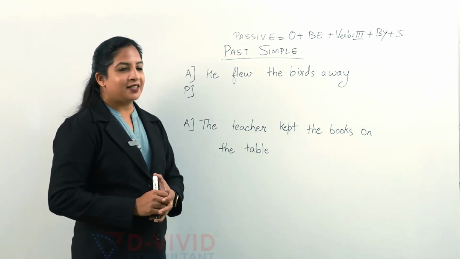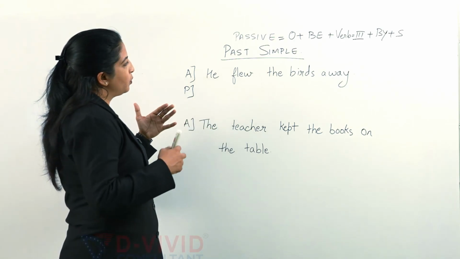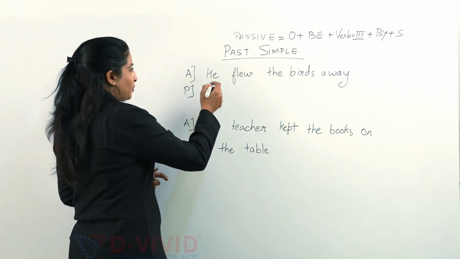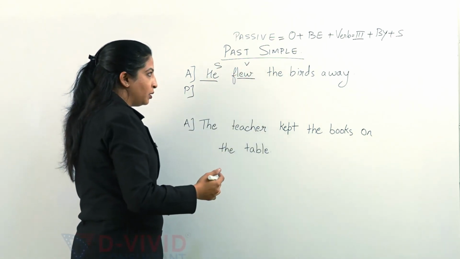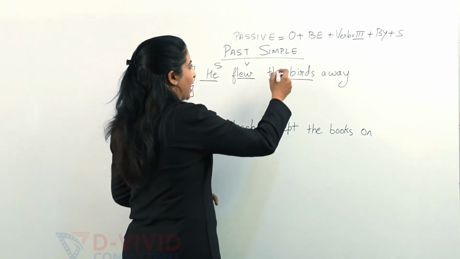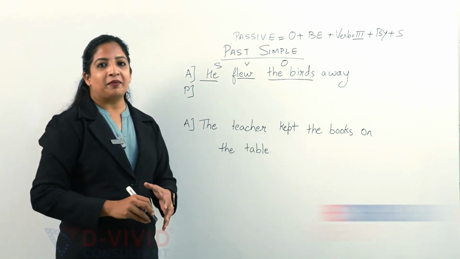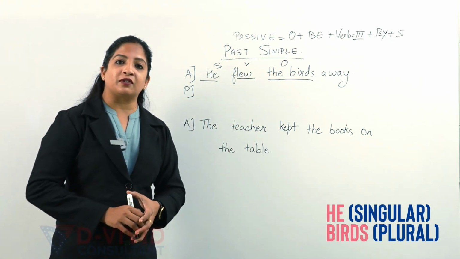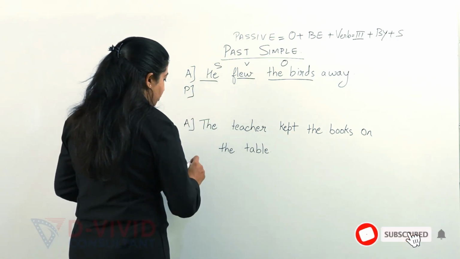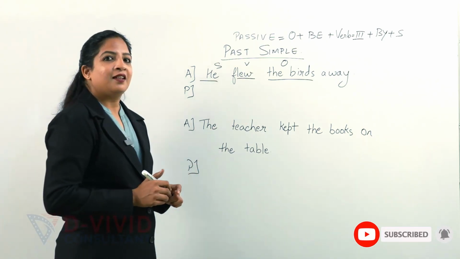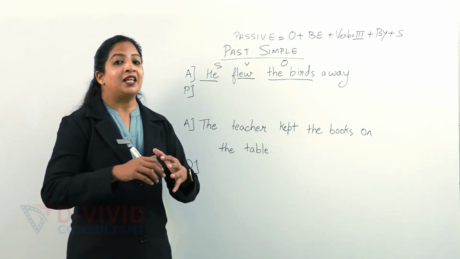In this sentence, it is: he flew the birds away. So what do we have? Let's check. We have he as our subject, flew as our verb, the birds as our object. Now if you pay attention, we have he being singular and birds being plural. Would you like to try converting the two sentences into passive? Then go ahead, pause the video and try converting both the sentences into passive.